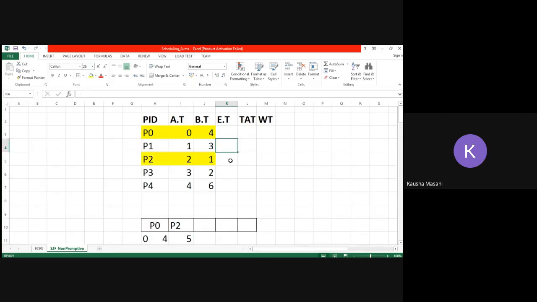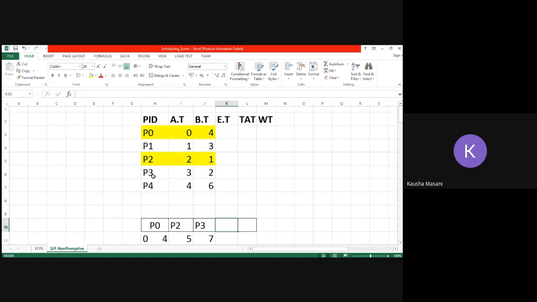Now which is the remaining least number in the burst timing? P3. Is it P3? Yes, it is P3, because it has 2 seconds of burst timing. So P3 you're going to schedule. Now it will occupy your CPU for next 2 seconds. So here execution time you're going to write as 7. Now this is also done.